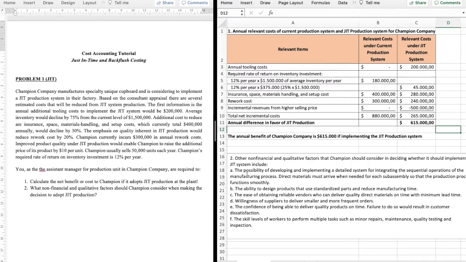For example, the possibility of developing and implementing a detailed system for integrating the sequential operations of the manufacturing process. So we know that the direct materials would come to the factory on time. Our next example is to have a standardized production process so it can reduce manufacturing time, or the company has to have the confidence to be able to deliver quality products on time so that customer satisfaction would not decrease. And that's it for problem 1, and we are going to move on to problem 2.